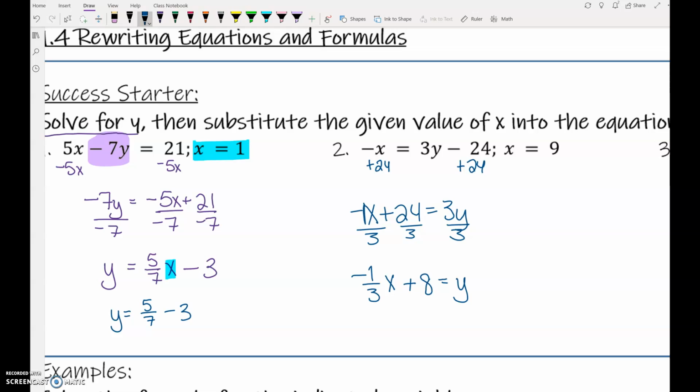If you want to rearrange that so that the y is on the left side, so it says y equals negative 1/3 x plus 8, that is totally fine. And then you would plug 9 in. We can skip that step, right? Do you feel like you're okay with that part of it?